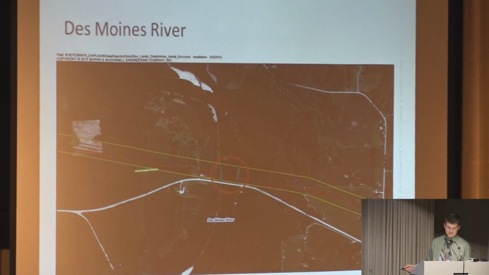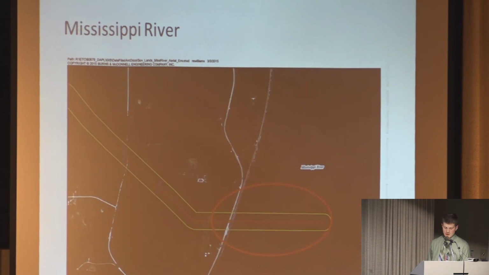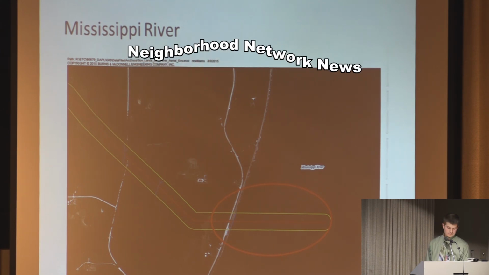The Des Moines River in Boone County. They will start the bore entry 800 feet west of the top bank of the river, bore 58 feet below the river, and exit 1,750 feet east of the river. The Mississippi River. They will start the bore entry 800 feet west of the top bank of the river and bore 72 feet below the river.